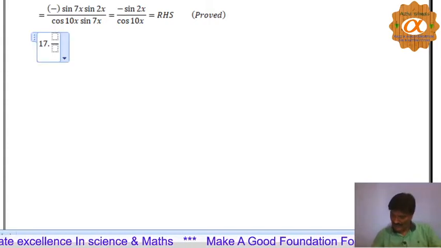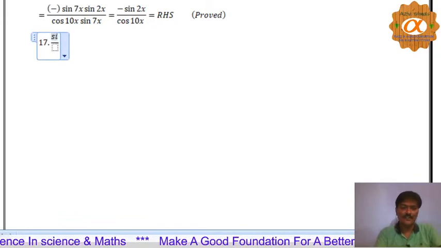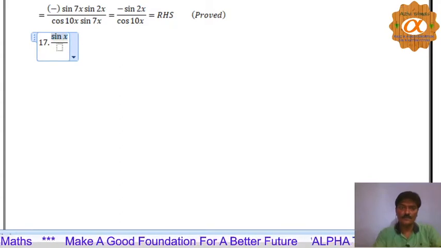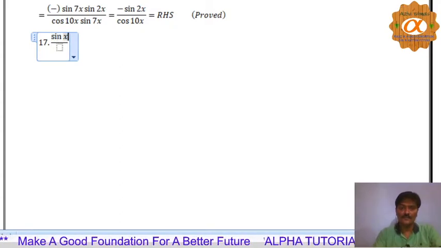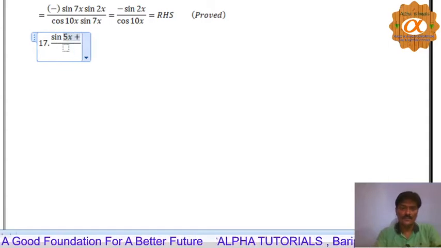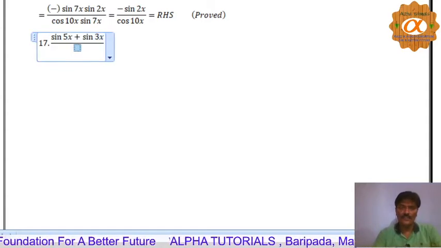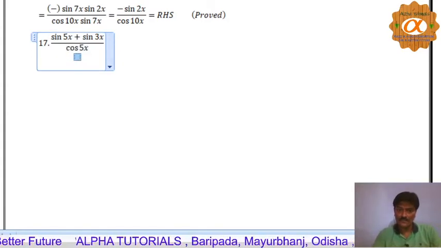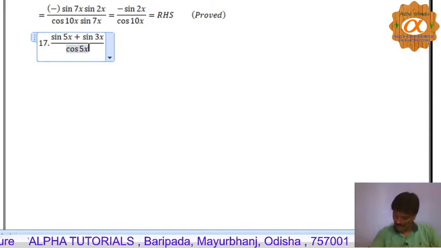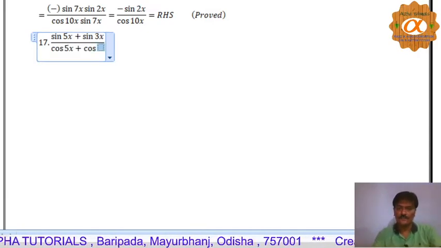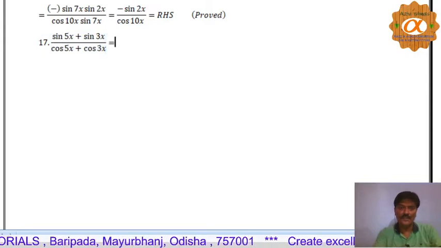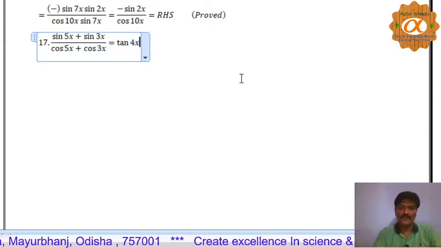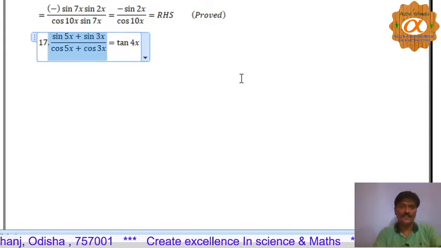The question is written as sin 5x plus sin 3x in the numerator, and in the denominator cos 5x plus cos 3x, and we have to prove it is equal to tan 4x. I am taking the LHS again, LHS part.